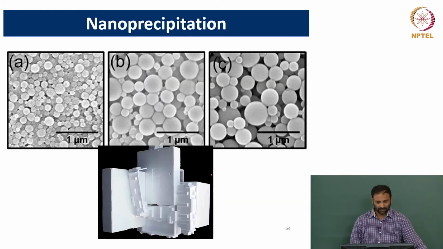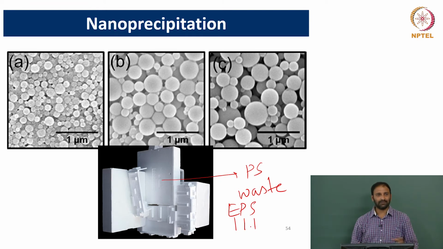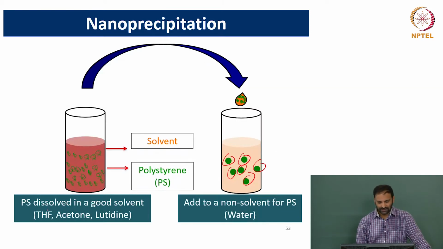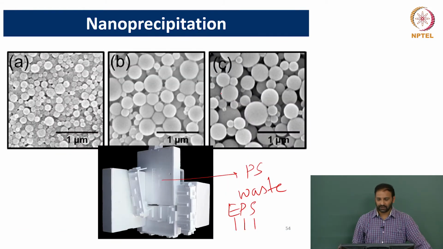So what we have done in our lab is to use this polystyrene waste. This is what is called EPS, expanded polystyrene, that comes as a packing material for a lot of electronics that you buy. You can take that and dissolve it in solvents such as THF, tetrahydrofuran, acetone, lutidine, doesn't matter, any solvent in which the polymer dissolves. You get a homogeneous solution and simply add that to water and you can actually precipitate these particles.